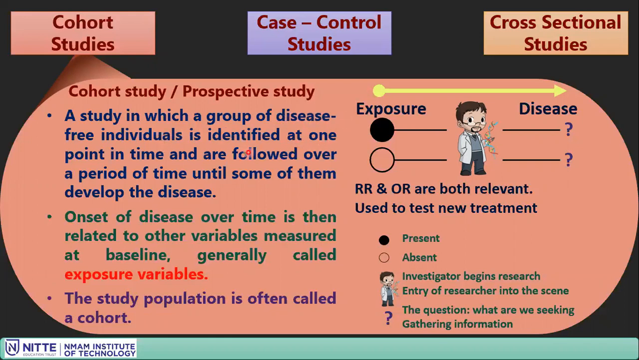Individuals are identified at one point in time and are followed over a period of time until some of them develop the disease. That means it's a time domain analysis. So let me analyze this one. A group is considered.